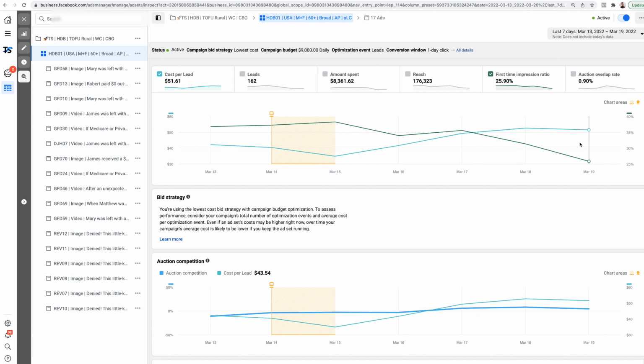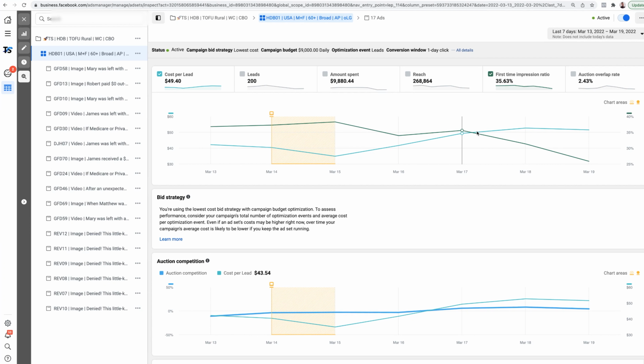Now, what does that signal to me? That basically just signals to me, hey, we either need to add some new creatives or we need to go ahead and probably duplicate this ad set, and we can duplicate this ad set one time. And sometimes we'll see that performance pop back up in that sense. But to understand first why, what does that first time impression ratio mean?